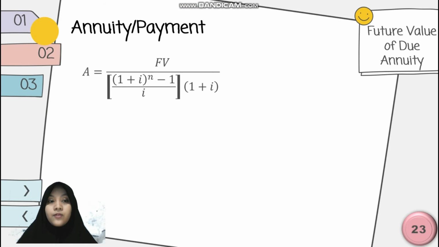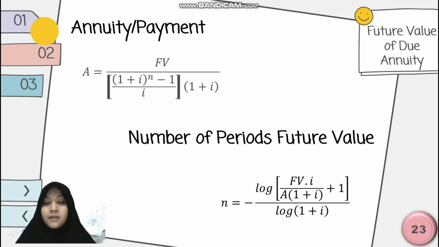And then to find the annuity or payments, the formula is A equals future value divided by (((1 plus I) to the power of n minus 1) divided by I, times (1 plus I)). And to find the number of periods of future value of the annuity, n equals minus log of (future value times I divided by (I times (1 plus I)) plus 1) divided by log (1 plus I).